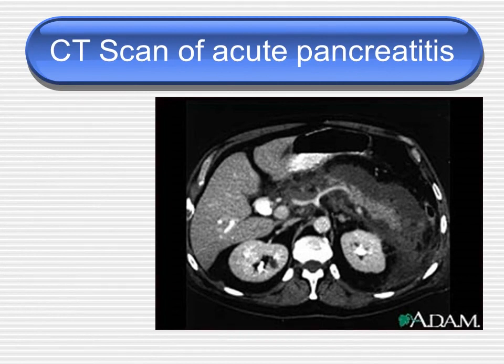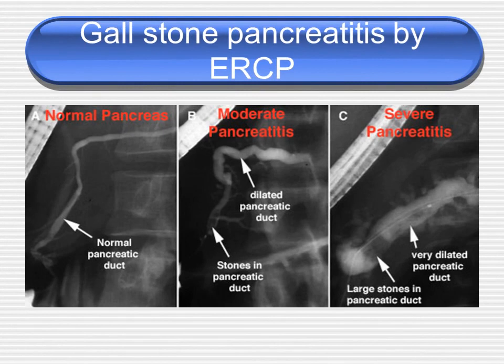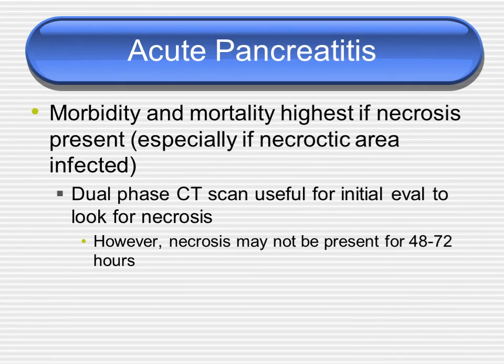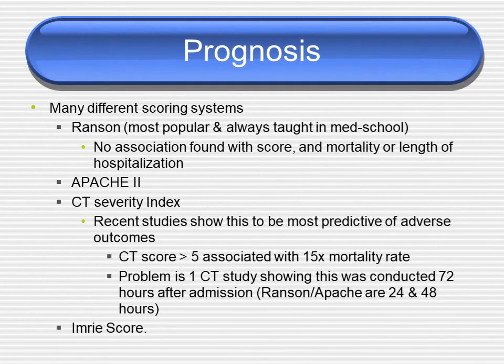We showed an edematous pancreas, for information only. Gallstone pancreatitis can also be diagnosed by ERCP. We show a normal pancreatic duct, versus a dilated pancreatic duct, which can diagnose gallstone pancreatitis. The morbidity and mortality is highest if necrosis is present, so we need a dual-phase CT to document the prognosis.